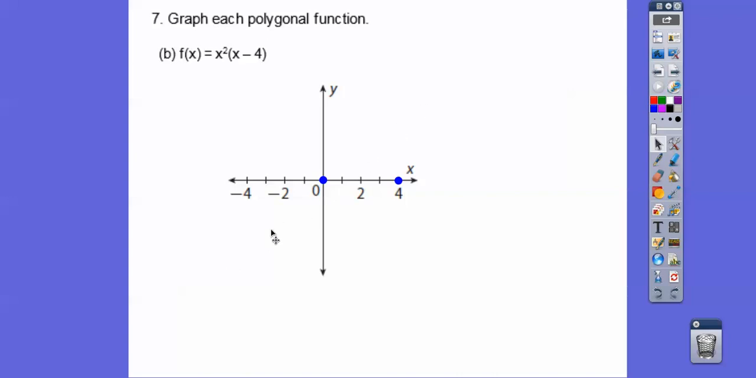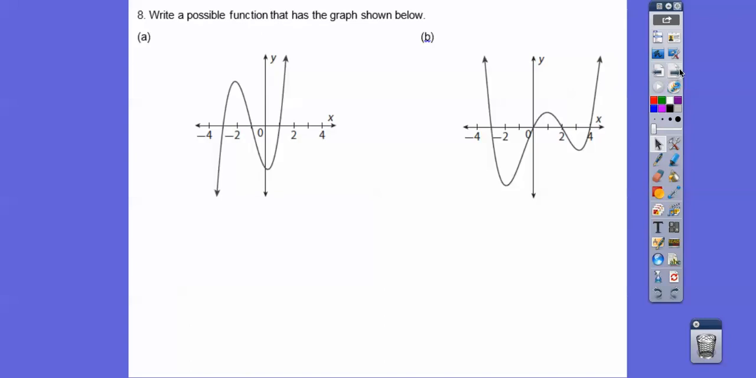It's going to go like that right there. Okay, and it's going to be tangent right there. So it's going to go up and be tangent and come back down, something like that. Okay, yeah, isn't that a beauty? All right, so write a possible function that has these graphs shown.